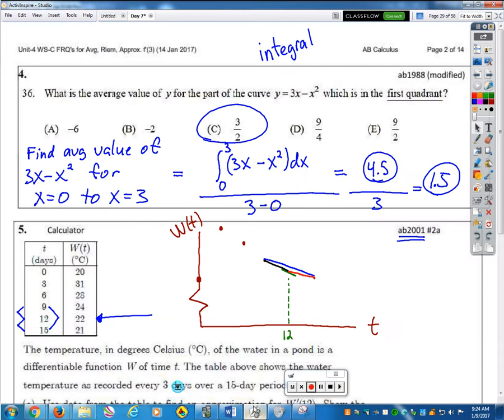So I write that down. Find the average value of this from 0 to 3. And I remember, I have memorized that to find the average value of a function, I integrate whatever I am averaging, and I divide by the width of the interval. So now I pick up my calculator. The integral turned out to be 4.5. I would do that here.